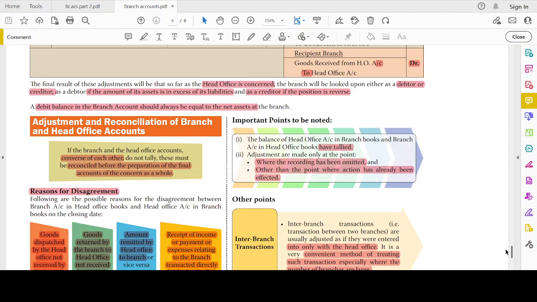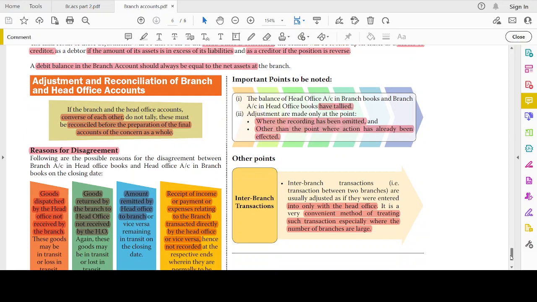What are the reasons for disagreement? It could either be goods dispatched by the head office not received by the branch, or goods returned by the branch but not received by the head office, or vice versa. Receipt of payment or receipt of income or payment of expenses relating to the branch which has been directly paid by the HO but not recorded in the books of the branch.